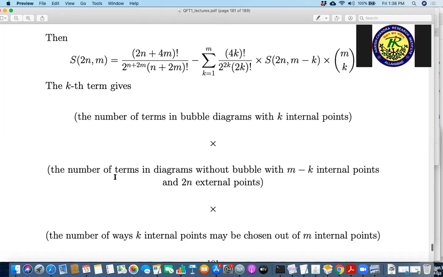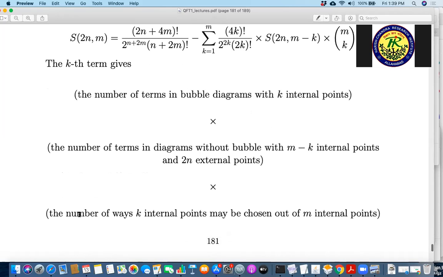So this is what I have written here. The last kth term gives the number of terms in bubble diagrams with k internal points times the number of terms in diagrams without bubbles with m minus k internal points and 2n external points. And then finally, the number of ways k internal points may be chosen out of m internal points.